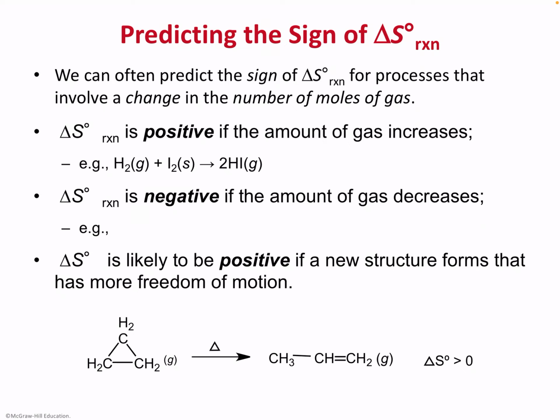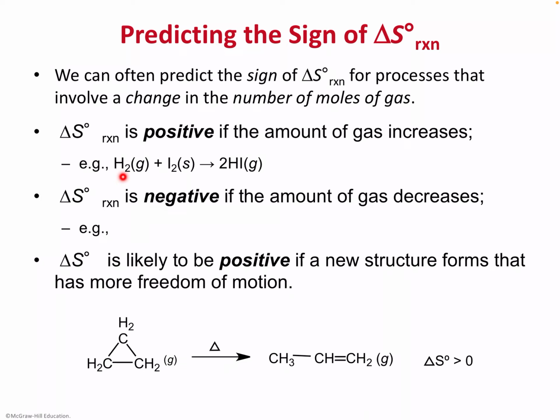Predicting the sign of delta S naught for a reaction. Sometimes we will be given whether a reaction delta S is positive or negative, but also by looking at a reaction we can predict whether delta S is positive or negative. Okay. Delta S naught reaction is positive, meaning greater than 0, if the amount of gas increases.